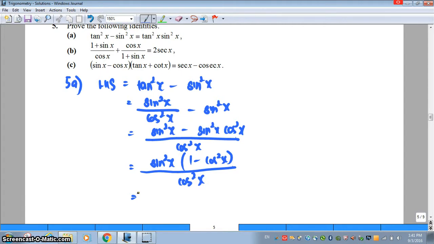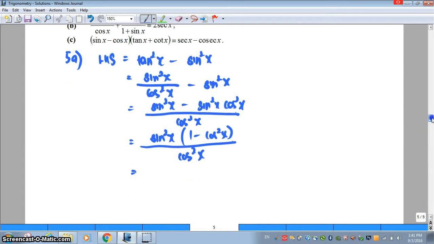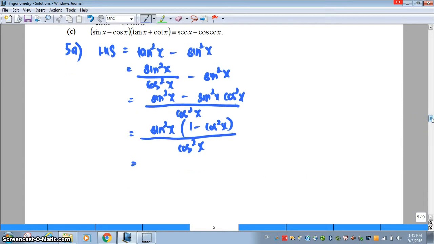If you refer back to the formula sheet, the use of the trigo identity will tell you that sine square plus cosine square is equal to 1. So in this case, this will actually tell you that 1 minus cosine square x is the same as having sine square x.